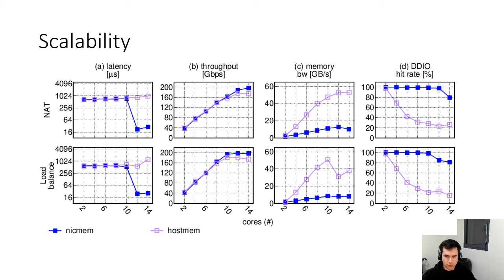We see that the throughput of hostmem first increases linearly, but then stops and even decreases. This happens because the DDIO hit rate drops as we increase the number of queues, and it increases the memory bandwidth experienced by hostmem. And this prevents the throughput of hostmem from scaling and keeps latency high throughout the run. Meanwhile, both Nicmem variants are able to scale and with 12 cores are able to reach line rate and have low latency. All the while, they have low memory bandwidth and high DDIO hit rate.